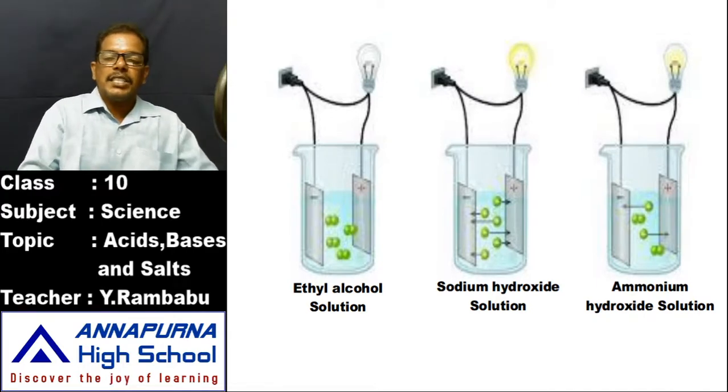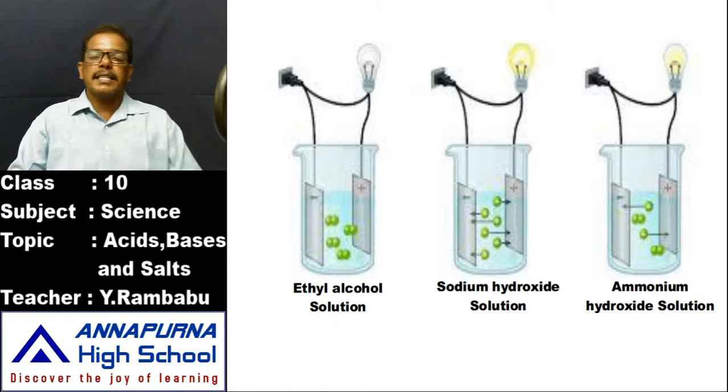If the ionization extent is less than 100%, then they are called weak bases. These weak bases are also called weak electrolytes. That's why this ammonium hydroxide is a weak base. That's why the bulb glows dully, that means with low intensity, with dim light.